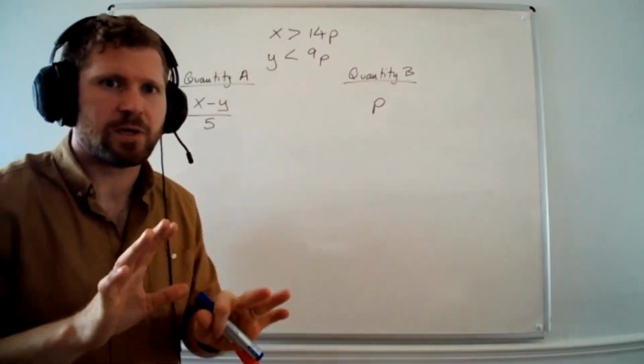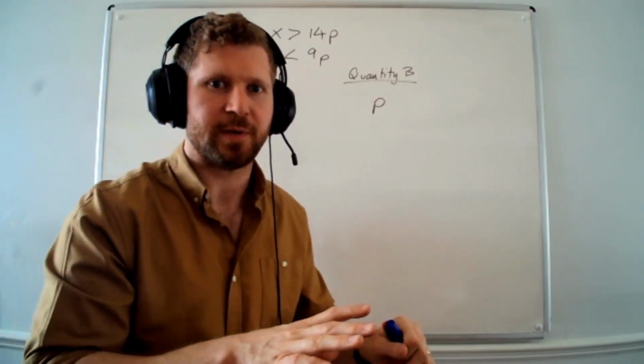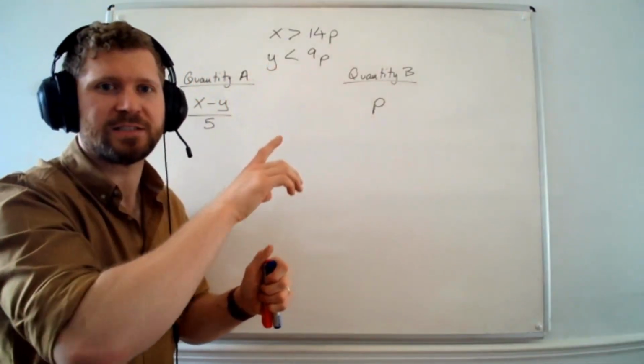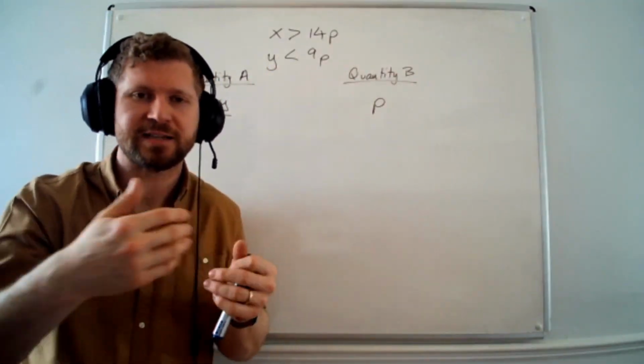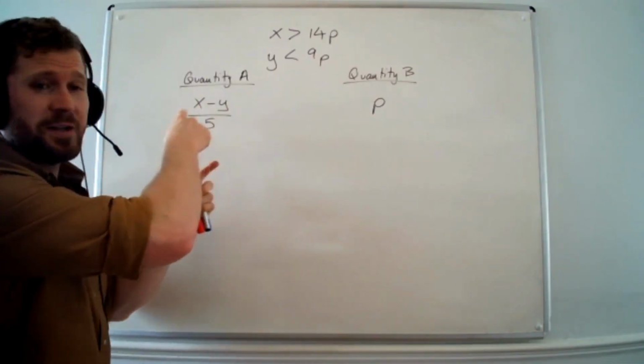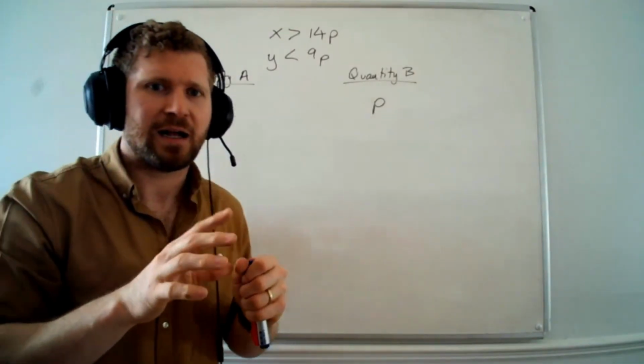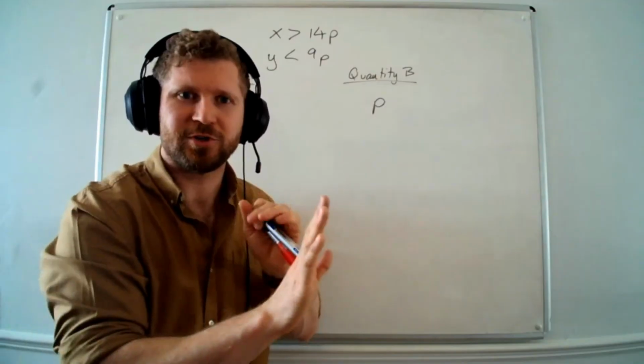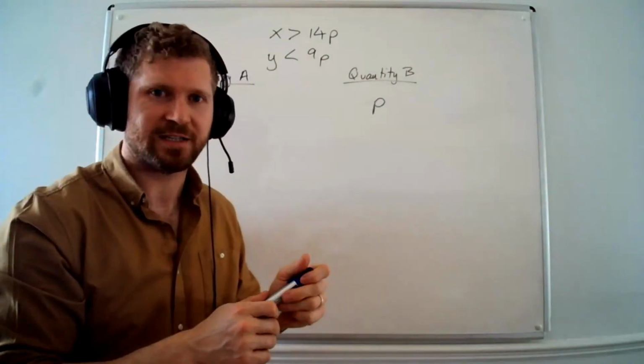I'm going to use a similar principle here that we used a few questions back. When I get an inequality like this, x is greater than 14p, y is less than 9p, and I'm going to use it at some point in the question, I like to consider what happens as I push x as close as possible to that inequality.